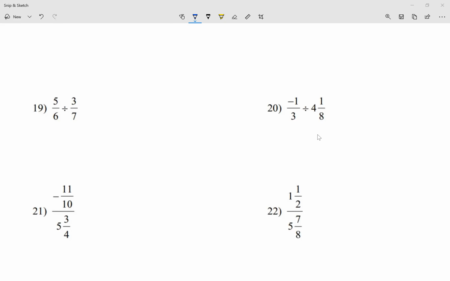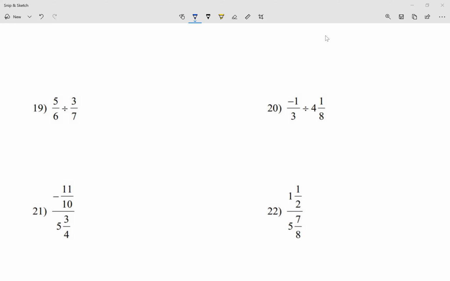Now, to finish this unit, let's take a look at how to divide fractions. I remember we talked about multiplying fractions last week. We just multiply straight. So multiplying fractions was pretty simple. Now, division is not going to be that much harder.